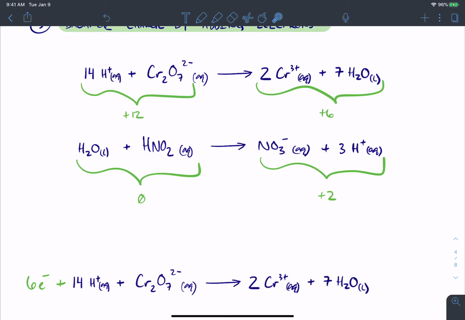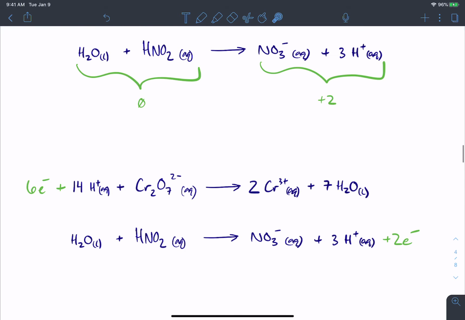So again, we're going to add electrons to the more positive side to bring it down to match the less positive side. So we're going to add 2 electrons to the product side to give us a neutral charge on both sides. So you can see that I've added the 6 electrons and the 2 electrons over here, and now both of these are charge balanced.